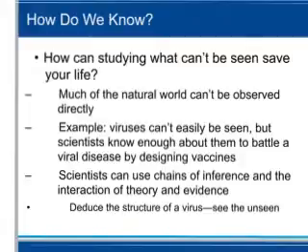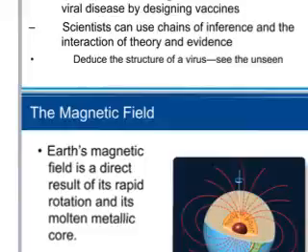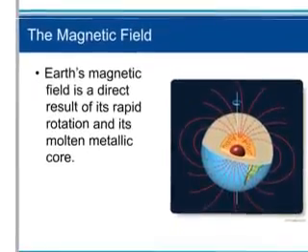So scientists use a lot of inferences that they chain together, and then observe interactions of theory as well as evidence. Everything they can chain together about viruses helps them deduce the structure of a virus, and consequently, once they know the structure, they're able to design a vaccine for it.